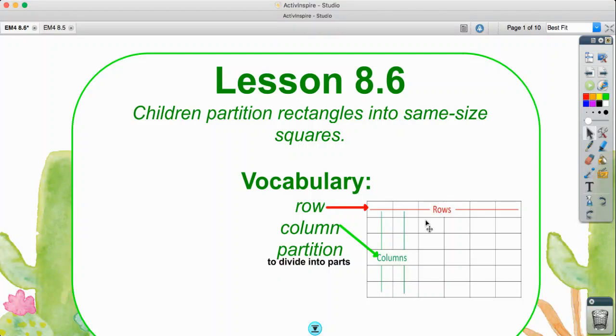Hi, second graders. Today's lesson is lesson 8.6. The lesson objective: children partition rectangles into same-size squares. The vocabulary for today's lesson: row, meaning across, column, meaning up and down, and partition, meaning to divide into parts.